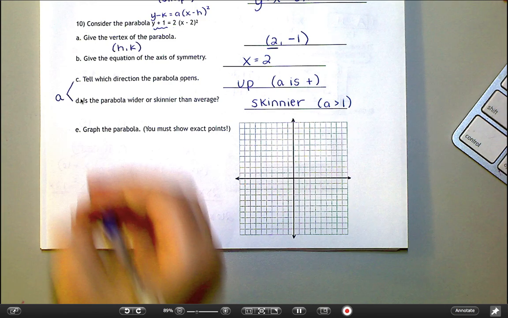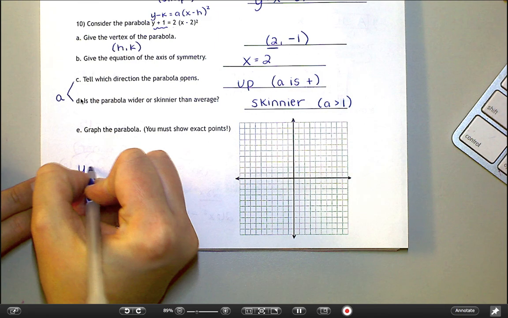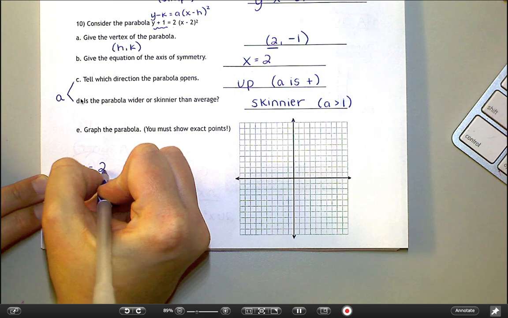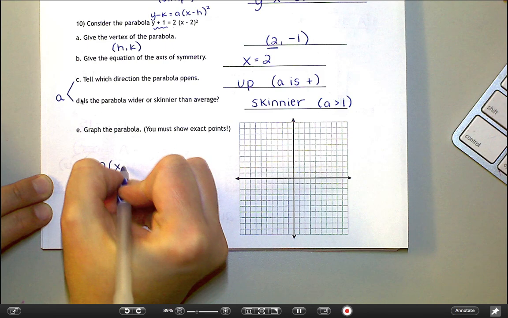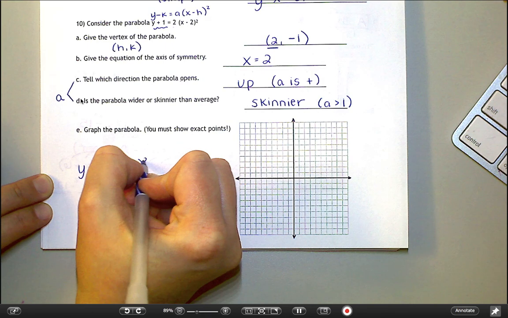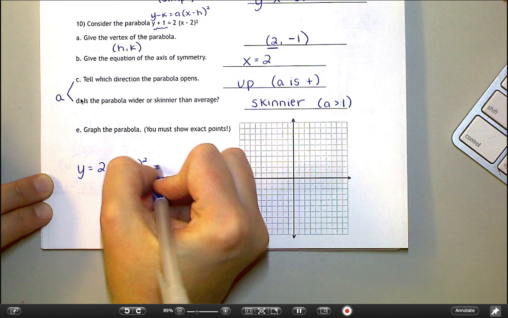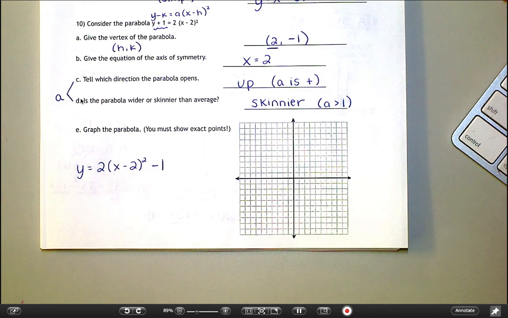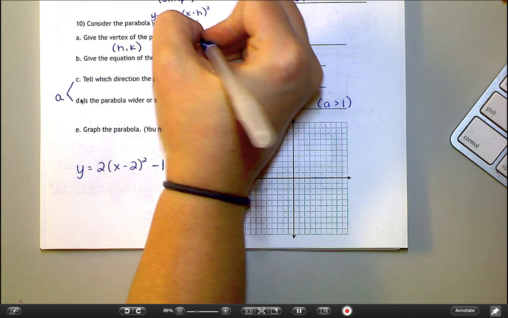So what I'm actually going to put into my calculator is this, and you're going to see me do it in just a second. y equals 2 times (x minus 2) squared. And then just don't forget to take that +1 and tack it onto the end as a -1, because to move it from one side to the other, I would go -1, -1.